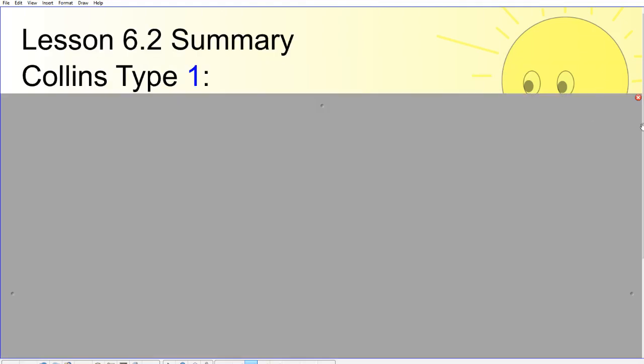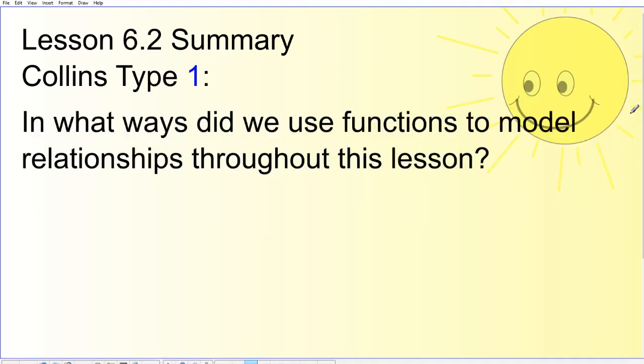Because we're done. The Lesson 6.2 summary says, in what ways did we use functions to model relationships throughout this lesson? So how did we do it? What did we look for? What characteristics did we use? I'll give you a hint: initial value, rate of change. How did we use those things? Okay? This has been lesson 6.2. Thank you for watching.